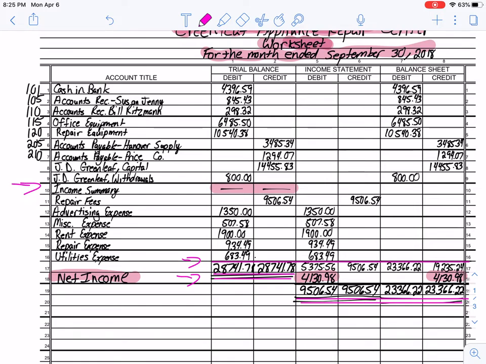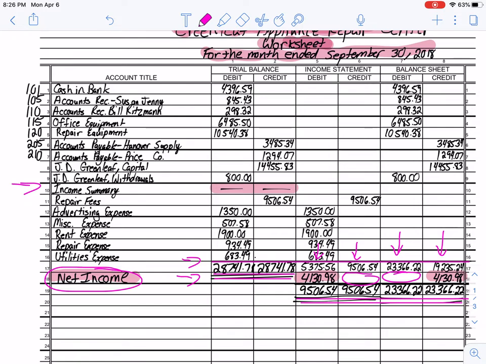The difference between those is my net income or my net loss. If my credits in my income statement, which is $9,506.54, are greater than the debits, which is $5,375.56, which it is in this case, I have a net income, so I'm going to write net income in this spot. You skip a line after your last account and write net income, and then the total goes in the debit column of my income statement if it's a net income, to make these two, the debit and credit, right here, equal, and then it goes in the credit of my balance sheet, again making these two columns equal. If it was a net loss, it would go in this spot and in this spot, again making those columns equal.